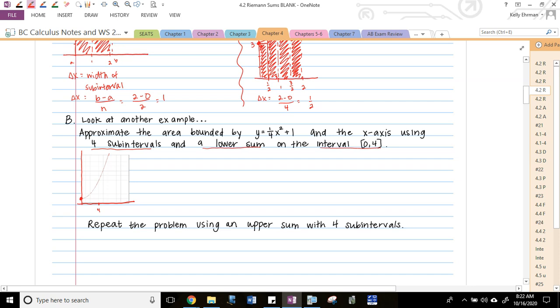And if I plug 4 in, 4 squared is 16, divided by 4 is 4 plus 1 is 5. 1, 2, 3, 4, 5. We're just going to call that 5. It's very hard to see. So we're interested in this area of this little shape.